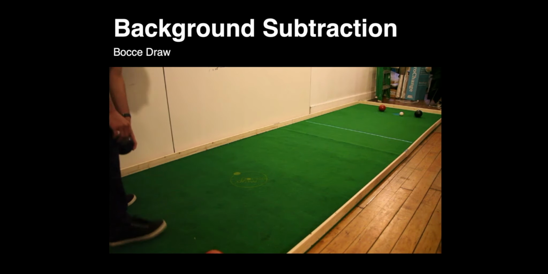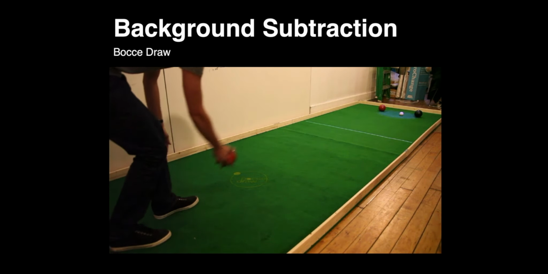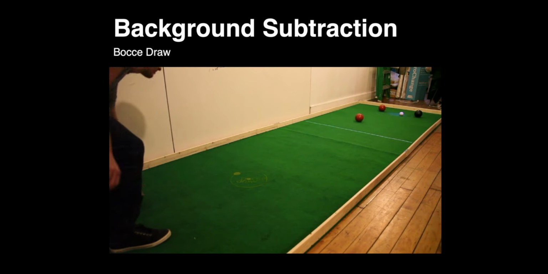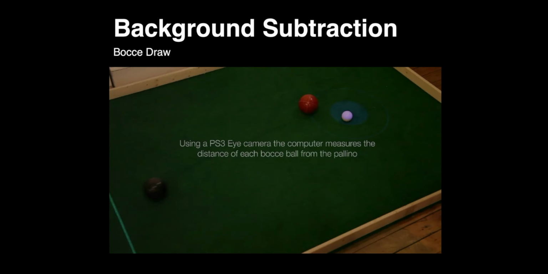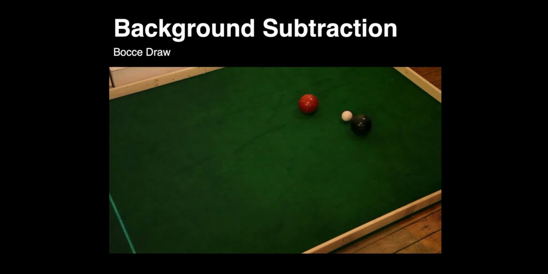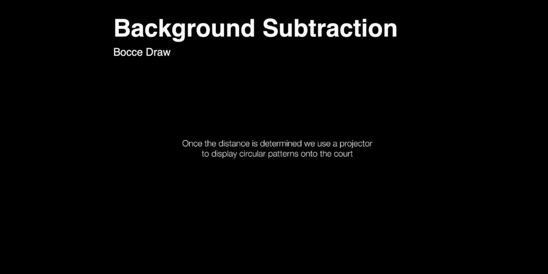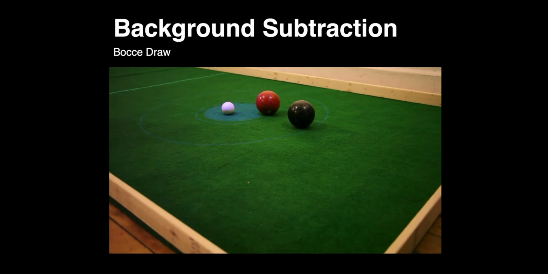So the balls are being detected by the camera and by the computer that it's hooked up to. And I'm basically determining the distance from the little white ball called the Pallino with the player balls. So this game is all about distance, so the closer you are to the ball, you get a point for that. So for some visual elements, we also added a projector that projects these graphics onto the court below, so you know where you are, who's closest, and who actually gets the point in the end.